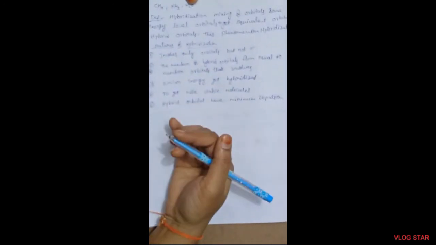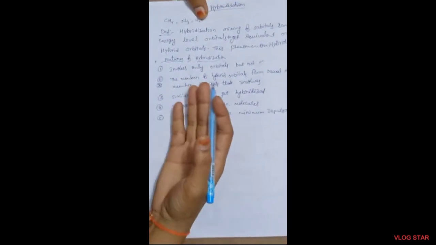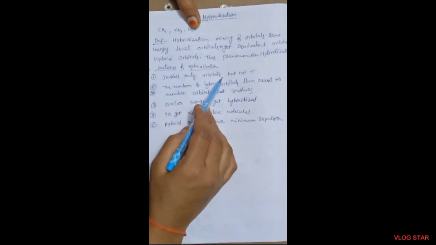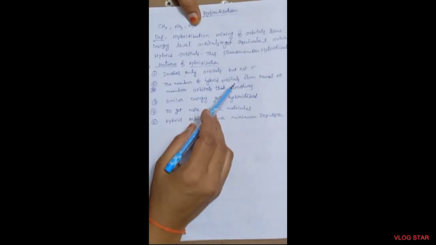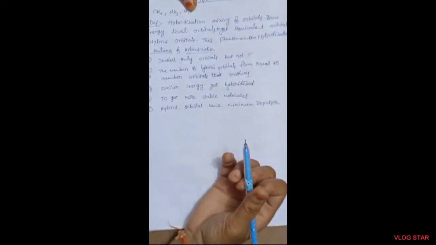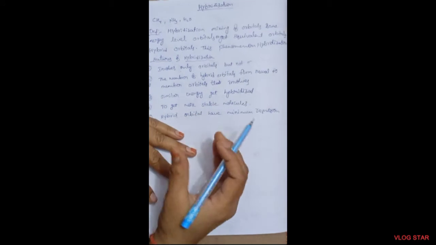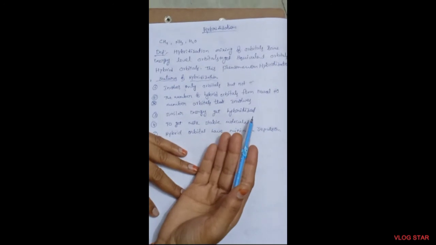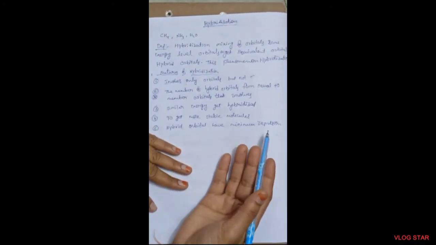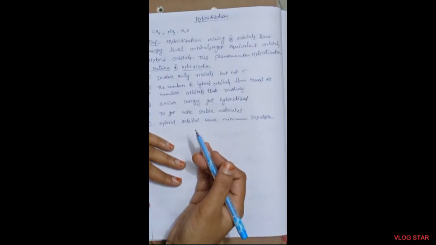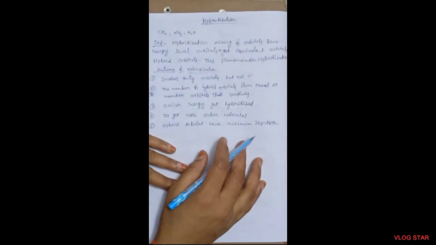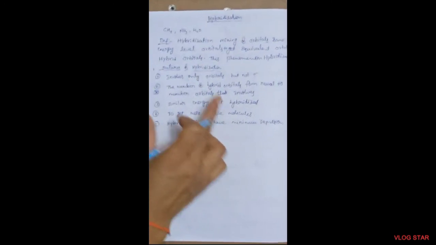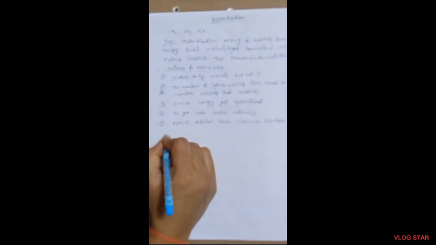These are the features of hybridization. In hybridization, only orbitals are involved, but not electrons. The number of hybrid orbitals formed is equal to the number of orbitals involved in the hybridization. Similar energy level orbitals are involved. What is the main purpose? To get more stable molecules. The hybrid orbitals also have minimum repulsions. Okay. These are the features of hybridization. What are the important conditions?